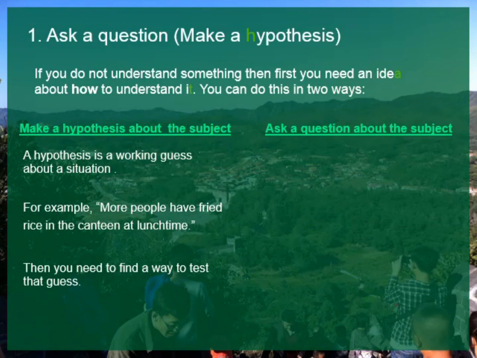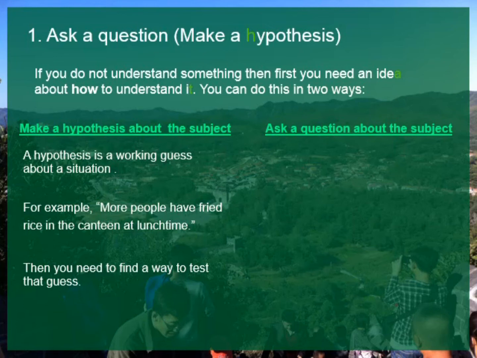So let's think about a school canteen. We can make this hypothesis. More people have fried rice in the canteen at lunchtime. That's a statement that more people eat one kind of food than any other. And this can be true or false. This can be right or wrong. But then we need to find a way to test the guess.